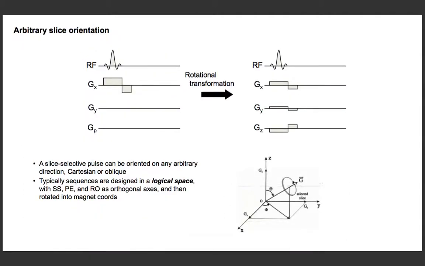So you can pick an arbitrary orientation of a slice by playing out multiple gradients like this, and you have to calculate them together. Typically though, when we do RF pulse sequences, we'll often just refer, here I'm showing you the magnet X, Y, and Z coordinates. We'll often design pulse sequences in a logical space where we have slice selection being one axis and the other two axes we'll call phase and readout, as I'll get to in a little bit.